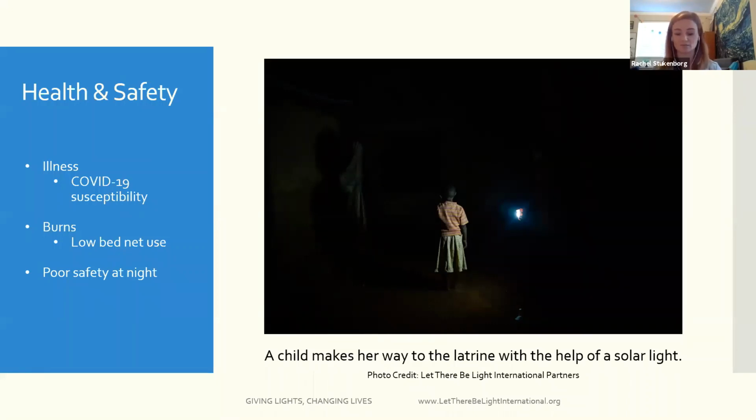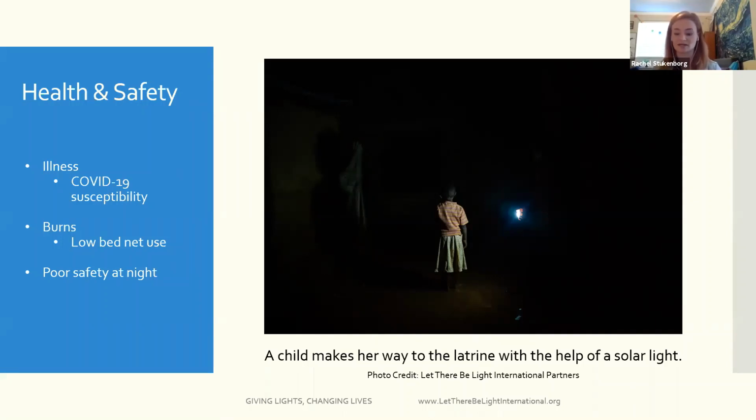Open fires in the home with burning candles and kerosene are also health hazards, and burns are very common. According to data collected by LTBLI International, 90% of solar light recipients lived in fear of burns due to kerosene or candle use. Mosquito bed net usage is also low when there's an open fire in the home because mosquito bed nets are incredibly flammable. So many people choose to forego bed net use because of the risk of fire in the home, which increases the risk of mosquito-borne illness.